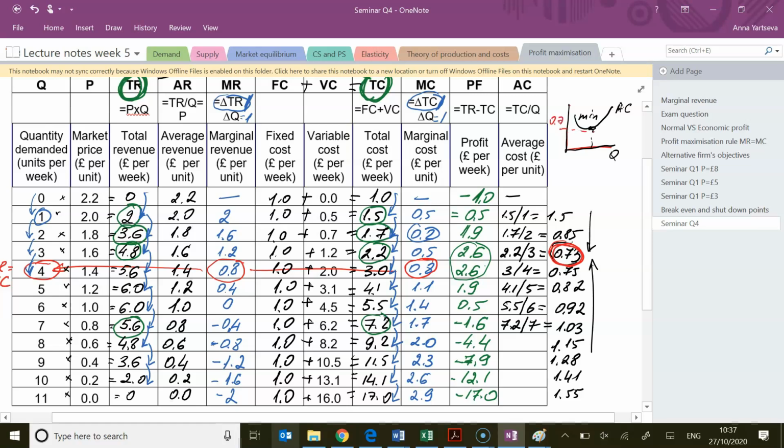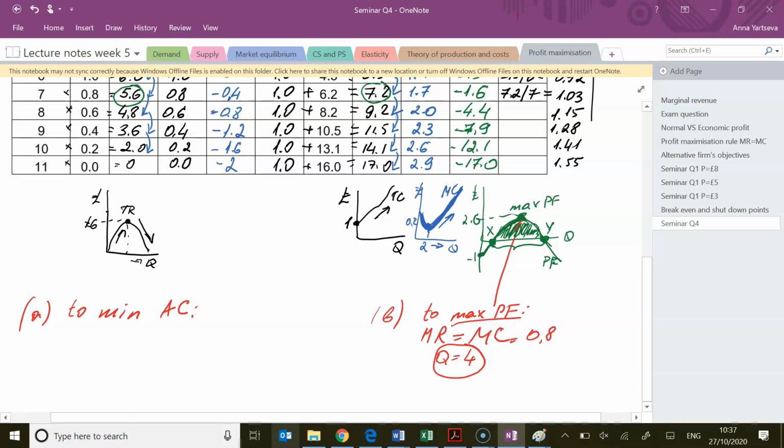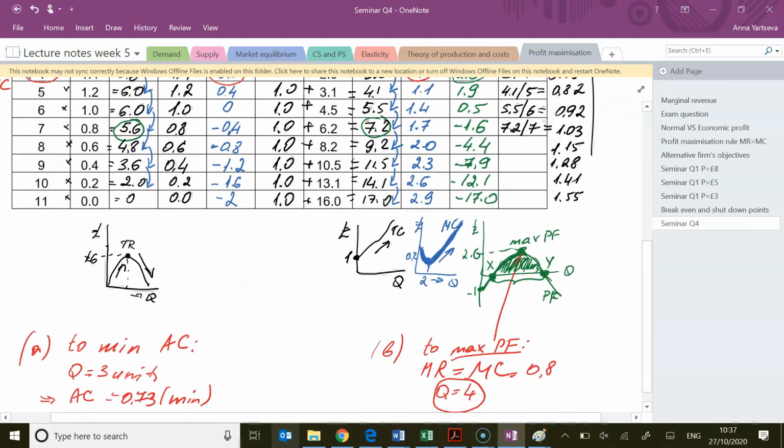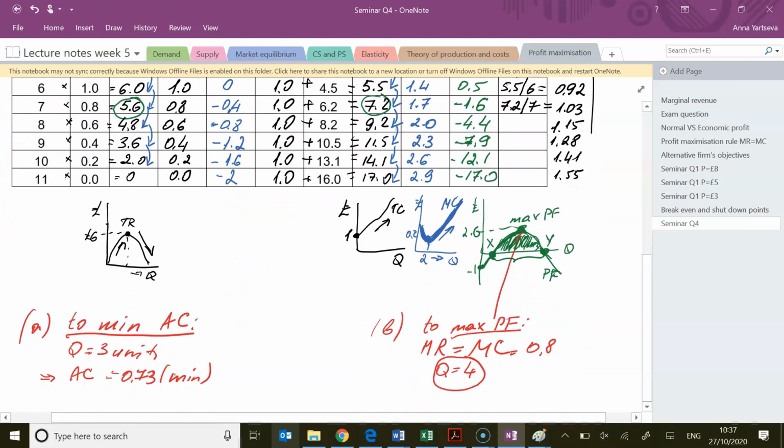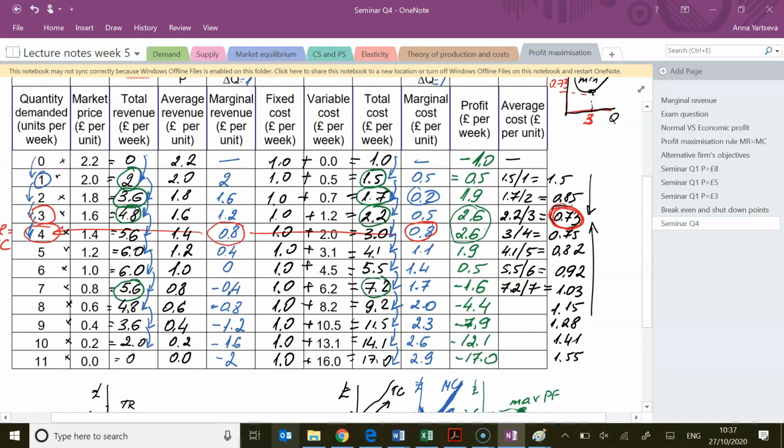Minimum of average cost is 73p, which is achieved at the level of output equal to 3 units. When we make 3 units, our average cost is minimized according to our data. So to minimize average cost, quantity should be equal to 3 units. Then average cost will be 73p. And this is the minimum amount which we can generate with our technology, with our cost structure. And please pay attention, to minimize costs, you'll need to produce 3 units. To maximize profit, you need to produce 4 units. These are not the same figures.